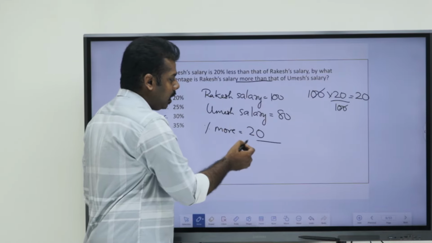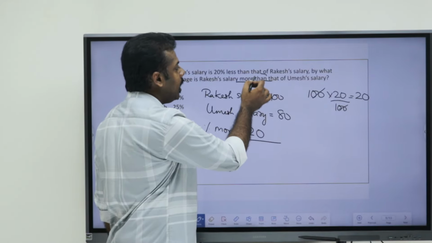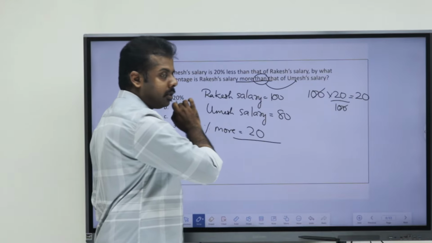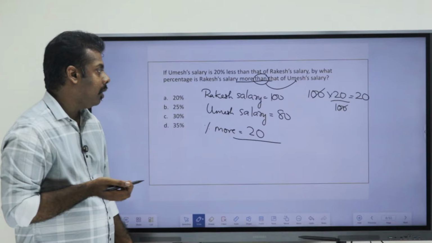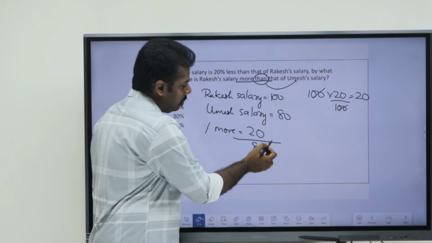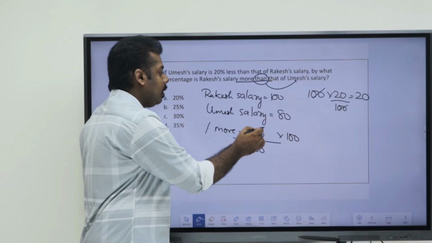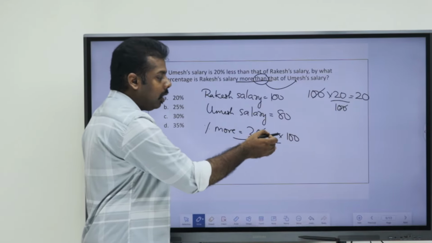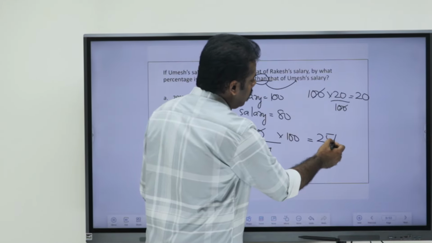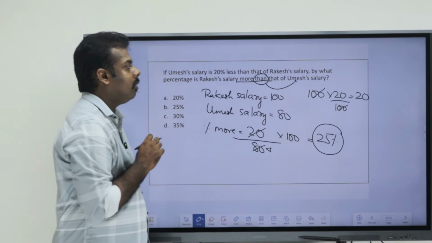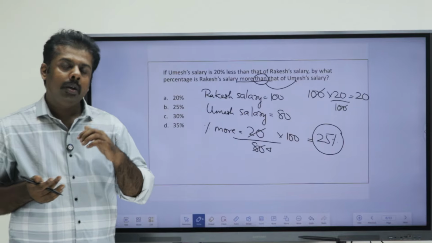Divided by. Okay. Now if you see the value which they said after "than", it is with regard to Umesh's salary. So you have to take the salary of Umesh in the denominator. So here we will have 80. Then obviously, into 100 that we have to do. Now we know 20 fours are 80, and 100 by 4 is going to give us 25%. So Rakesh's salary is 25% more than Umesh's salary.